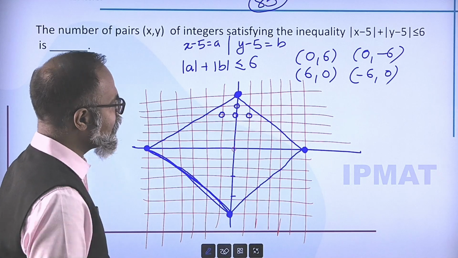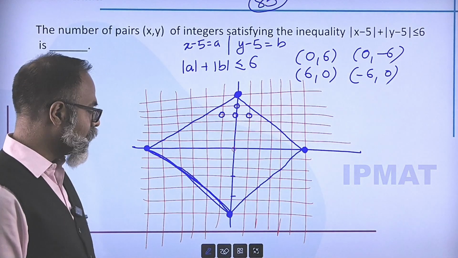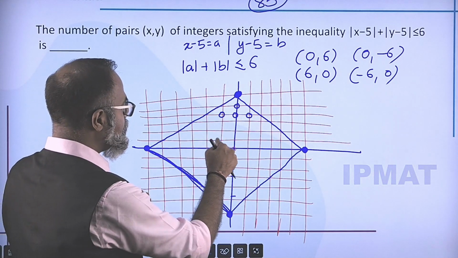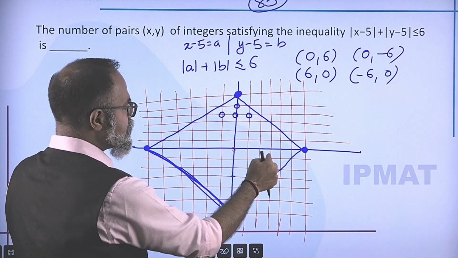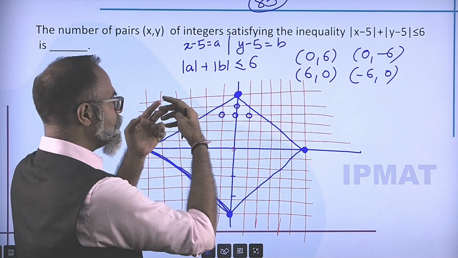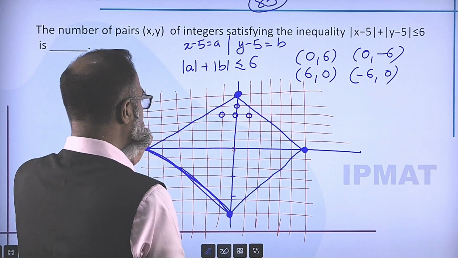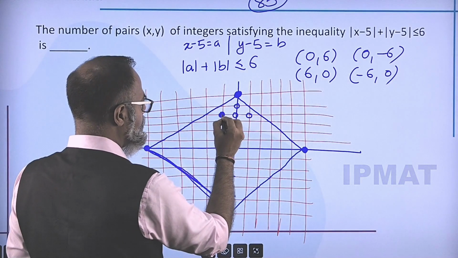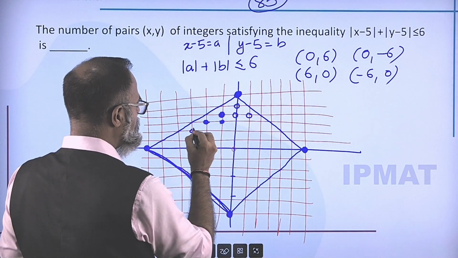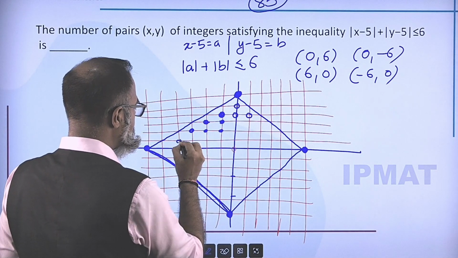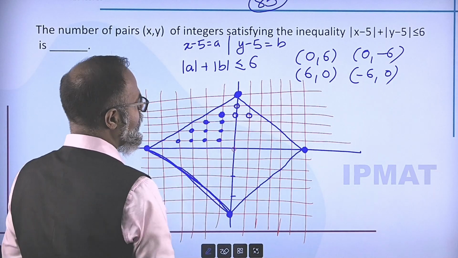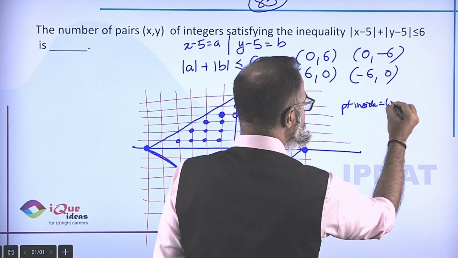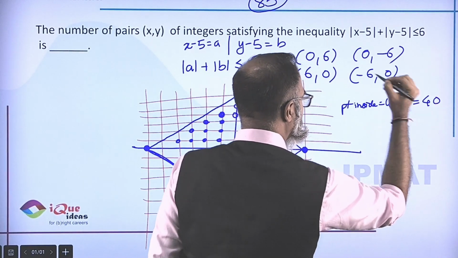But if I sit and calculate everything, it's going to take me too much time. But symmetry works. If I'm able to calculate the inner points in one area, this is 4 times that. So let me ignore the axis and the outline. Let's first count in one quadrant how many points are there. So let's count 1, 2, 3, 4, 5, 6, 7, 8, 9 and 10. So points within is 4 times 10, which is equal to 40 such points.